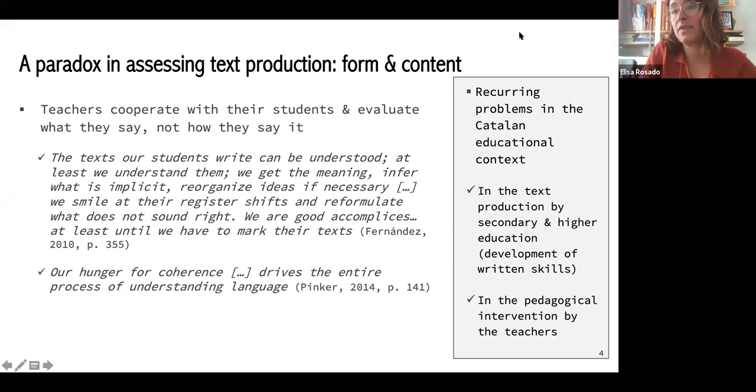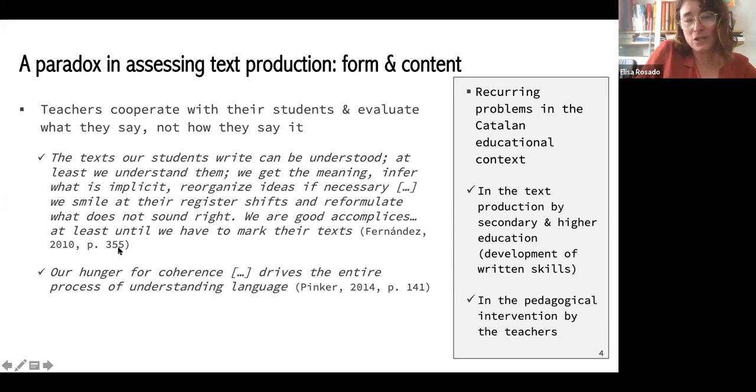And we know that this is a common problem in our context, in the Catalan educational context, but we're prepared to assume that it's general and it doesn't only affect us.